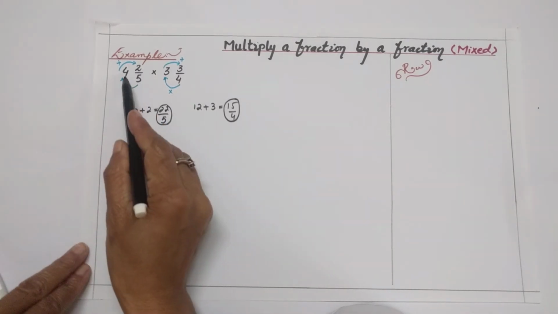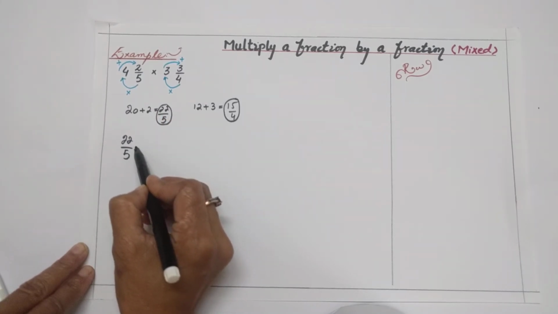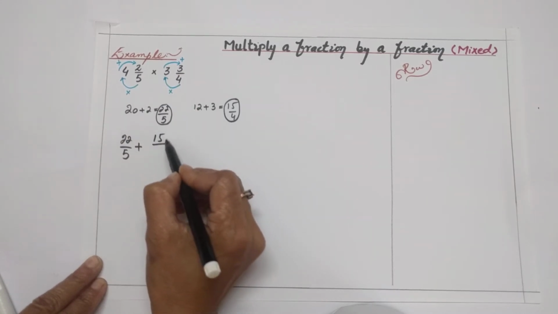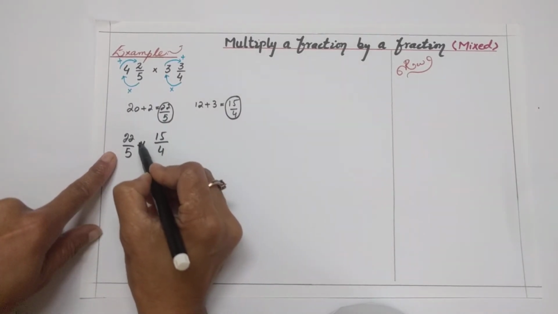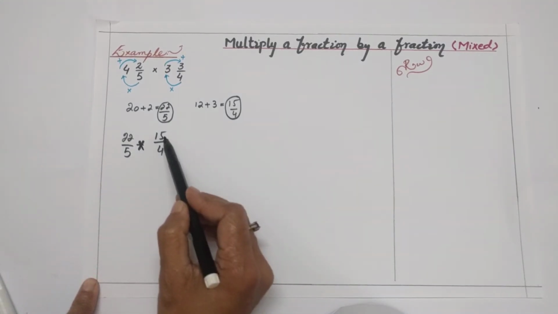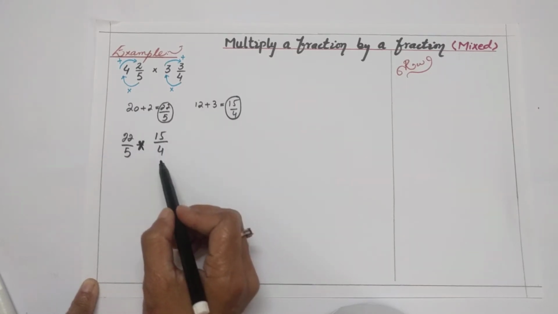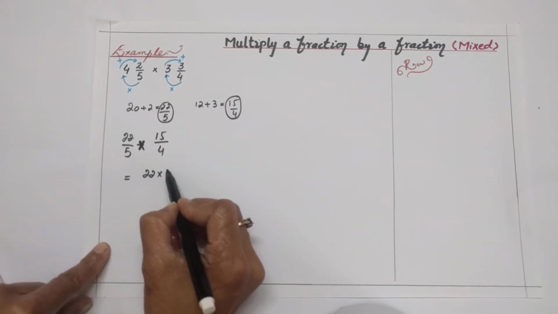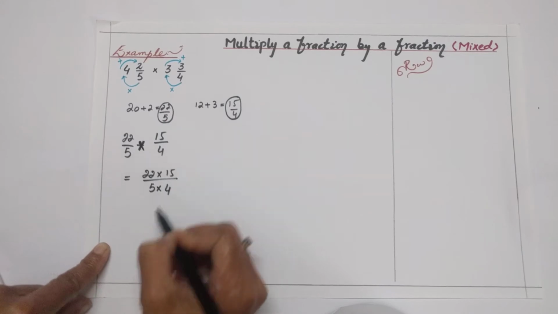So 4 5s are 20, 20 plus 2 is equal to 22, and the denominator is 5. 4 3s are 12, 12 plus 3 is 15, so 15 by 4. Now this one is multiplication. We have the fractions 22 by 5 and 15 by 4. What was the second step? Multiply the numerator by the numerator and the denominator by the denominator. So our numerators are 22 and 15 and our denominators are 5 and 4.